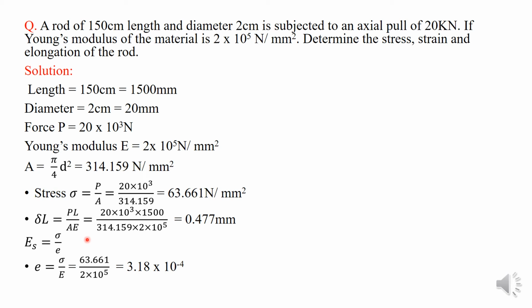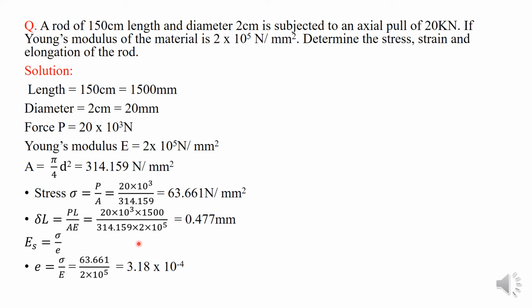delta L. Delta L is equal to PL divided by AE. This equation we discussed in the last topic. Okay, delta L is equal to PL divided by AE, where P is equal to 20 into 10 raised to 3 and L is equal to 1500 mm, and area of cross section we found out, and E is the Young's modulus value, so that the delta L value is equal to 0.477 mm. So this is the value of elongation of the rod.